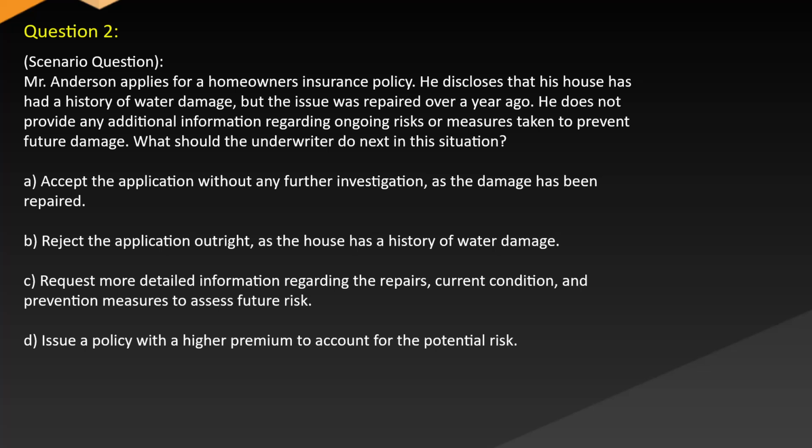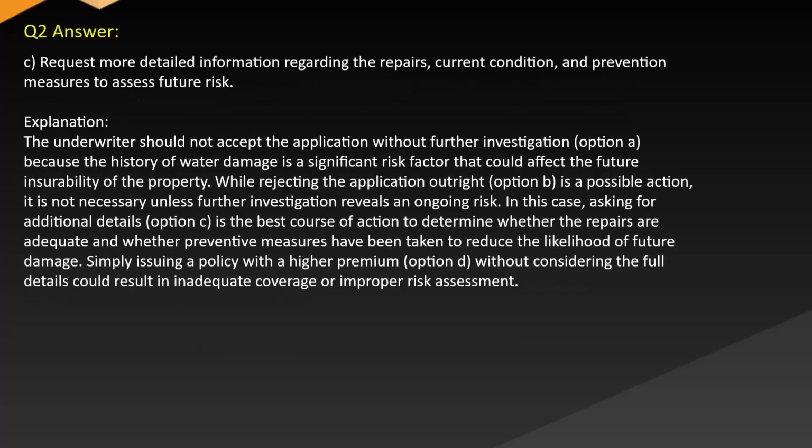A. Accept the application without any further investigation as the damage has been repaired. B. Reject the application outright as the house has a history of water damage. C. Request more detailed information regarding the repair's current condition and prevention measures to assess future risk. D. Issue a policy with a higher premium to account for the potential risk. Answer: C. Request more detailed information regarding the repair's current condition and prevention measures to assess future risk.